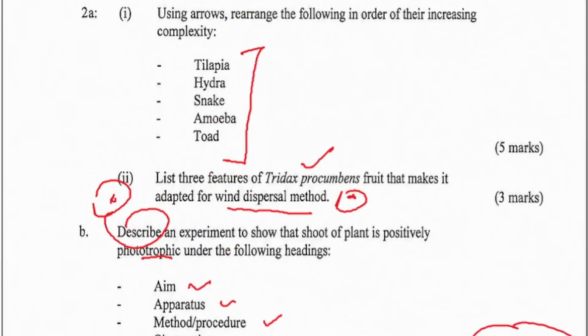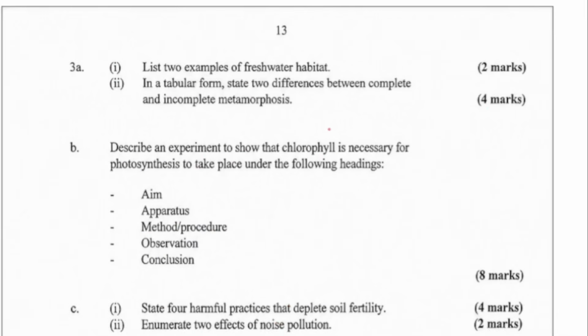We are trying to make this very, very brief so that you can just be very fine and review for yourself. The next one: list 2 examples of freshwater habitats. In a tabular form, state 2 differences between complete and incomplete metamorphosis. 4 marks. You must always make sure you give them points that are in line with the number of points they've given you. Another experiment is coming here, so pay attention.